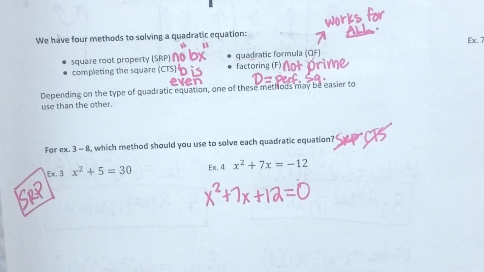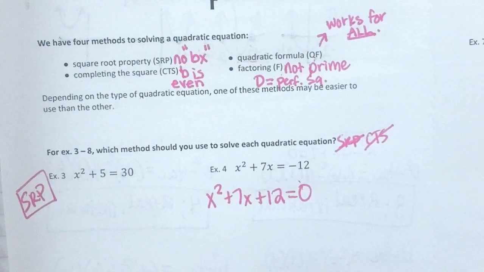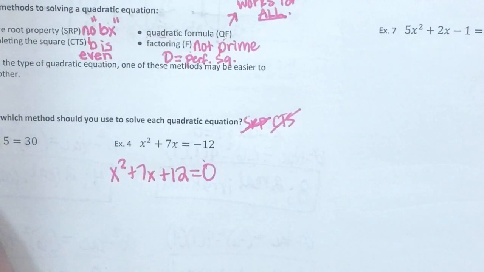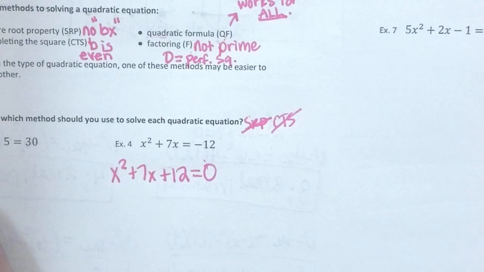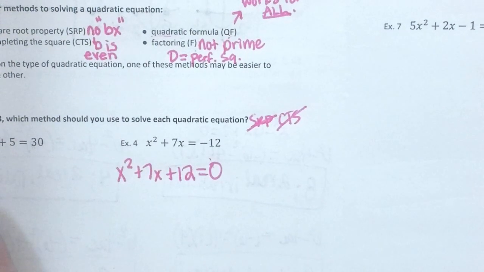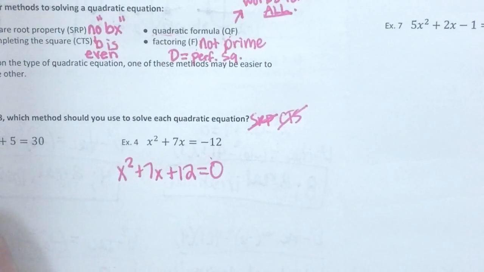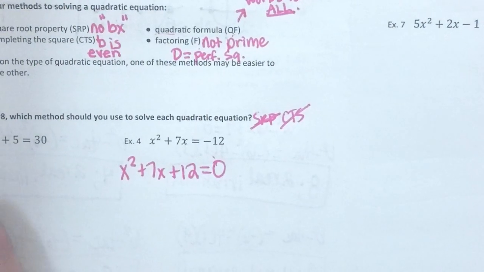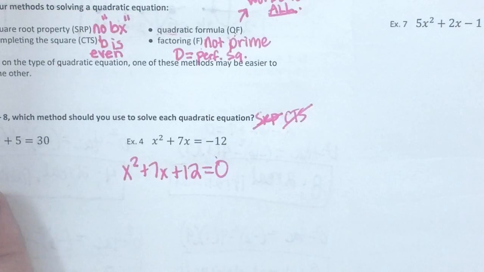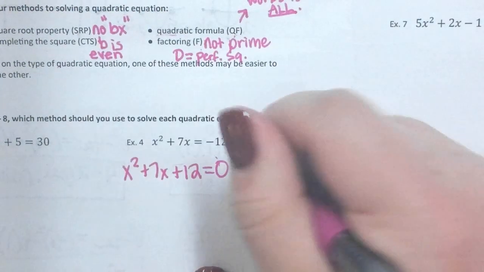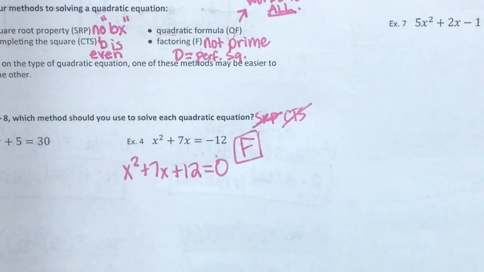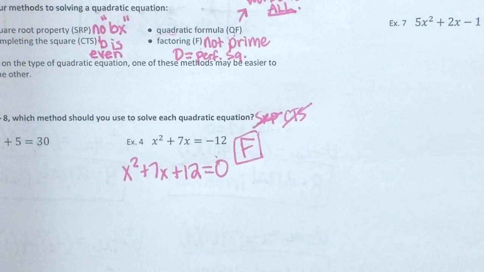Or if you're not sure, you can try the discriminant. So the discriminant, b squared, so 7 squared minus 4 times a times c. The discriminant is 1. Is 1 a perfect square? Yes. So this one can be factored. So we would do factoring on this one.